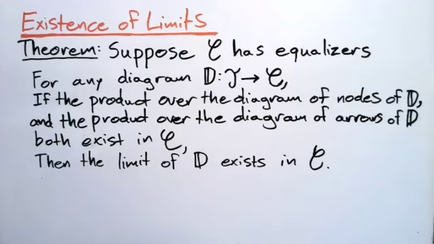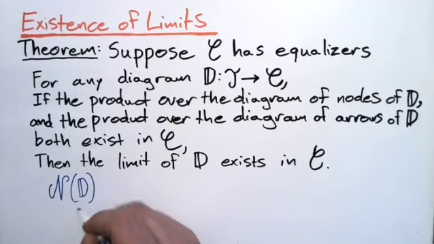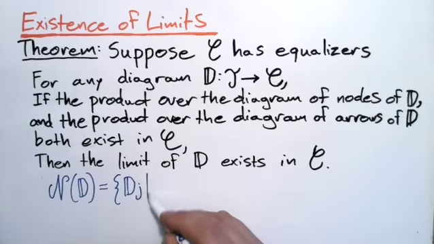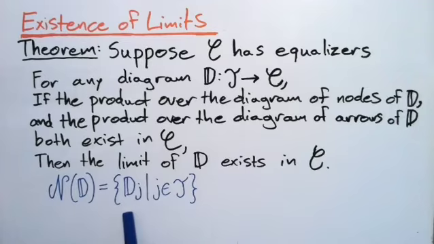The diagram of nodes of D is going to be pretty straightforward. So we're going to call it maybe curly N of D. So this is a diagram of nodes of D. So what are the nodes of D? Well, the nodes of D are all of the images of all of the objects in our index category, right? So our index category is J, and if we take the collection of objects that we get from just applying D to every object in our index category, then we get our node diagram. So it's just going to be a collection of objects, and obviously their associated identities as always.